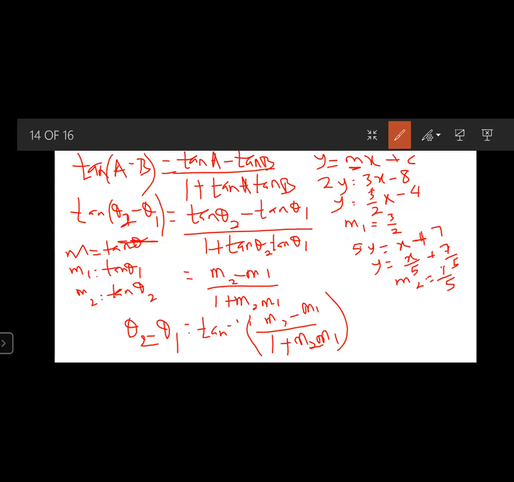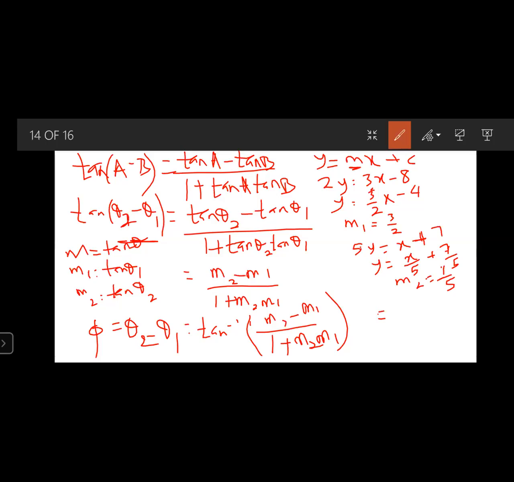So from here now, you can apply the formula. So M2, 1 over 5 minus 3 over 2. So it means our answer will be what? The theta 2 minus theta 1, which is the actual angle. Some people call it phi. So that is just what we need: phi, the angle that is called theta 2 minus theta 1.